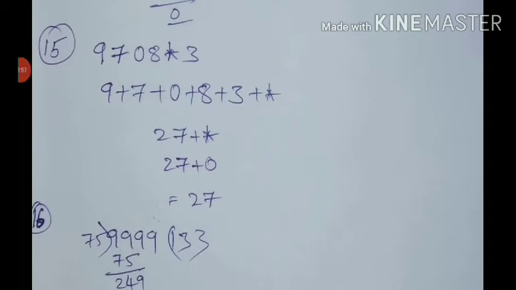So 970,083 star 3. 970,8 star 3 is divisible by 3 and 9. Then in place of star, what digit are we going to get? That is the question. Both 3 and 9 divisibility rules are the same. The sum of the digits in the given number must be divisible by 3 and 9, then the number is divisible by 3 and 9. So 9 plus 7 plus 0 plus 8 plus 3 plus star is 27 plus star. 27 is divisible by both 9 and 3. Then no need to use any digit at star, just keep it as 0. So 27 plus 0 equal to 27. So in place of star, we are going to use only 0.